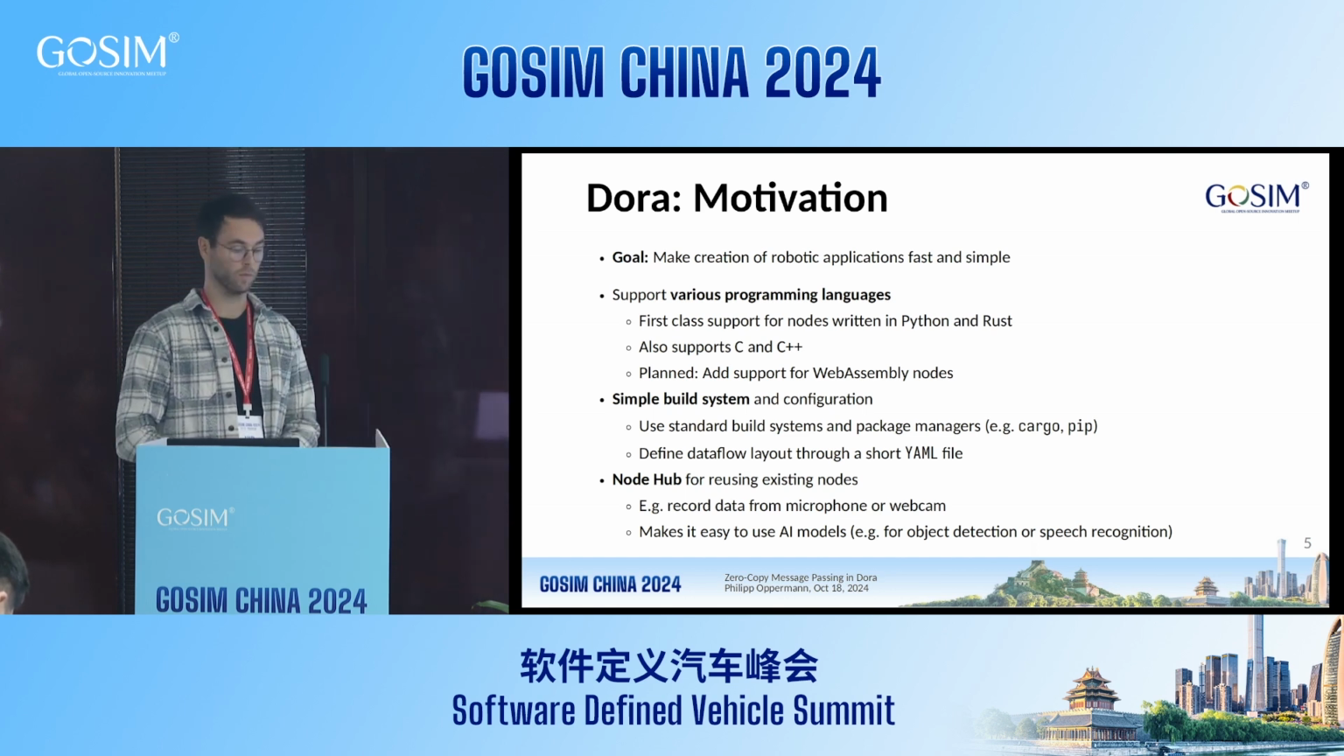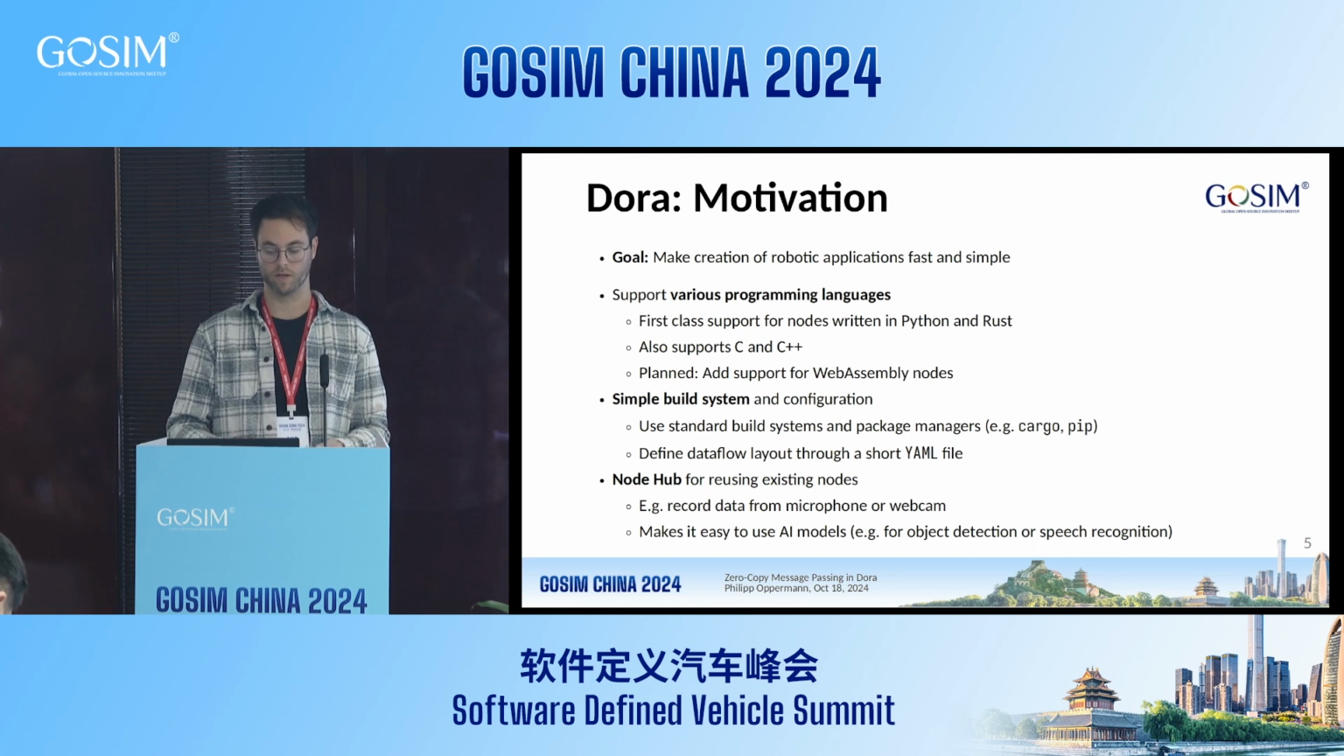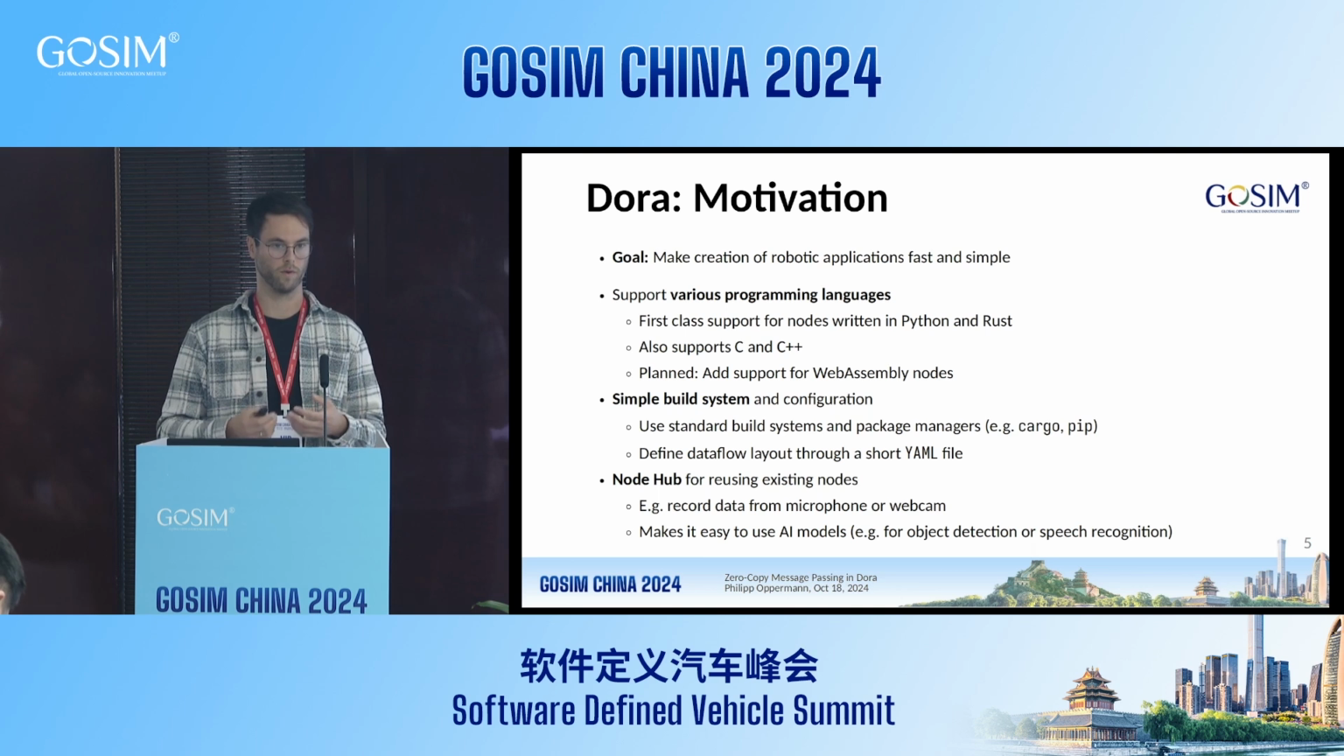And one goal was to keep the build system as simple as possible. So we try to use the standard build system of each language if possible. So for Rust, that's cargo. For Python, you have something like pip. So you can also use external packages from crates.io or something, which allows you to reuse lots of code. And the data flow then is defined through a YAML file with a simple configuration where you just specify the nodes that exist and which output and which input are mapped to each other.